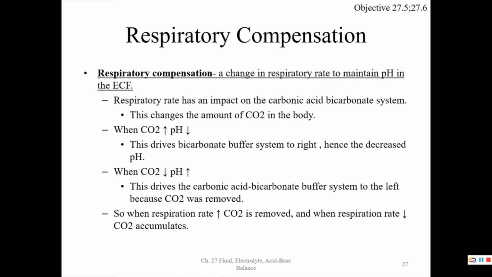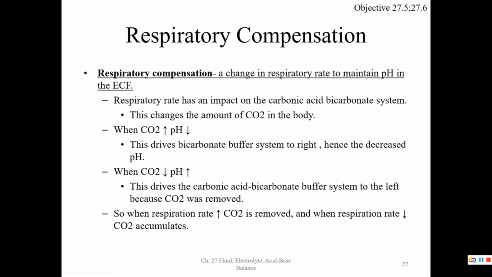It's a very powerful buffer system throughout the body, but it has its limitations and it gets overwhelmed. Now, there are two things we can do to compensate to help maintain a pH balance in our extracellular fluid. We can affect what's called respiratory compensation. This is changing respiratory rate, so I can basically remove carbon dioxide from the body, which will ultimately cause a pH increase by removing CO2.